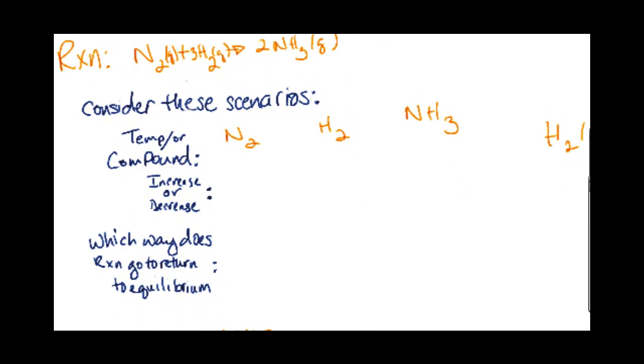Okay. What happens if I increase N2? Which way does the equilibrium go? To the left or the right? Well, whenever I increase one of the reactants, what happens to the seesaw? Well, it would start to go down this way, right? So we would need to create more products and move to the right to get it to go back to equilibrium.